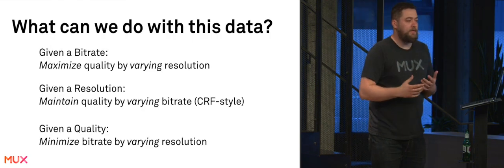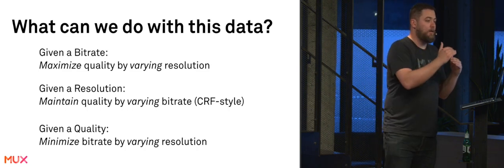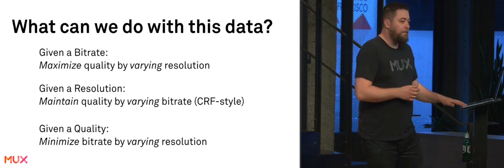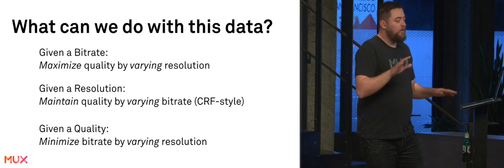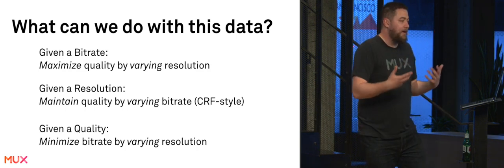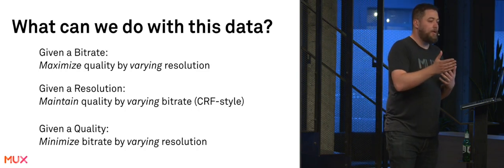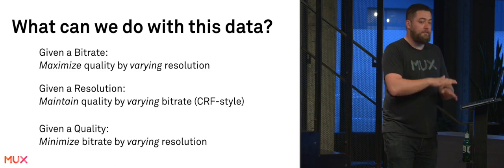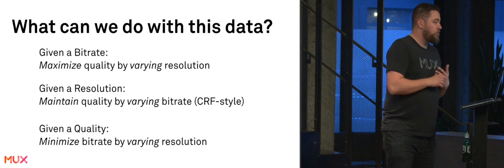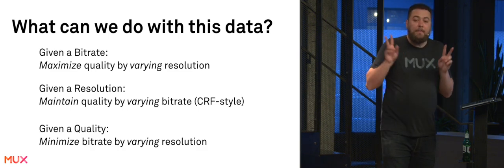The other thing that we can do with this data is, given a resolution, we can maintain a target quality by varying our bit rate. That's kind of like doing a CRF encode. Well, it's not quite a CRF encode because it's a constant bit rate, but it's kind of the same vibe, right? We want to maintain that quality. We have a target quality. And again, given a quality, we can minimize the bit rate if we want to by varying the resolution. I want a VMAF score of 80, and we can choose which encode minimizes bitrate, because we want to give our users a medium quality encode.